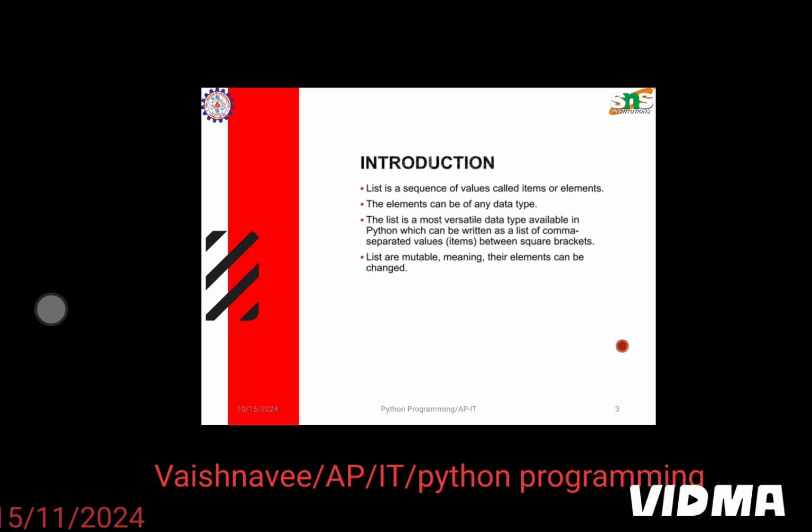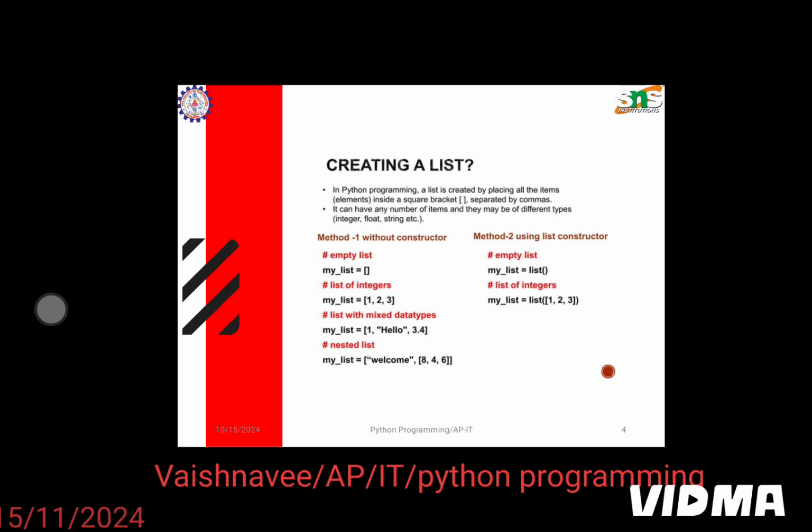Now let us see how to create a list. In Python programming, a list is created by placing all the elements inside square brackets, separated by commas. It can have any number of items, and they may be of different types, for example integer, float, string, etc., all together in a single list. There are two methods: using the list constructor and without the constructor. Here we create an empty list named my_list. Only the square brackets are given. It is an empty list.